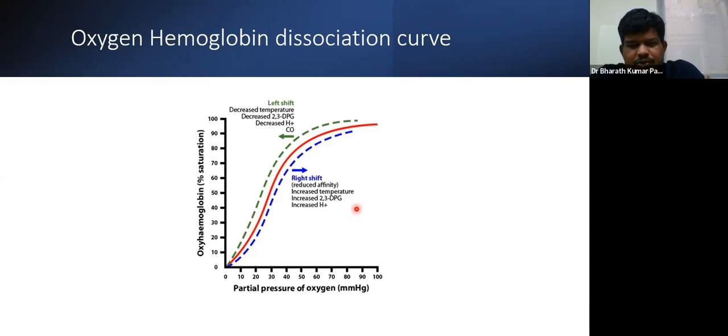So if the curve is shifted to the right, it indicates that the affinity between hemoglobin and oxygen is decreased when compared to the normal. So there will be increased release of oxygen from the hemoglobin, and the vice versa happens when the curve is shifted to the left. That is, the affinity of the oxygen and hemoglobin is increased, so the oxygen delivery would be decreased, which we see in carbon monoxide poisoning as well. That is, the CO here indicates carbon monoxide.